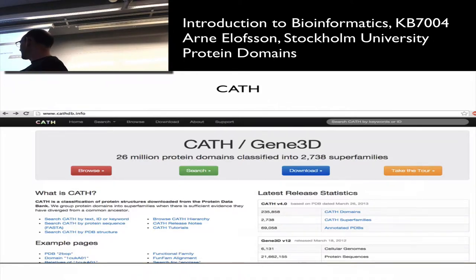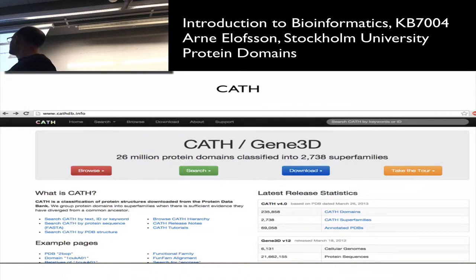They classified into superfamilies in 2007, and earlier it had 70,000 PDB files. So they had more than 3 domains per PDB file on average. But those are PDB structures, and one can contain more than one chain.